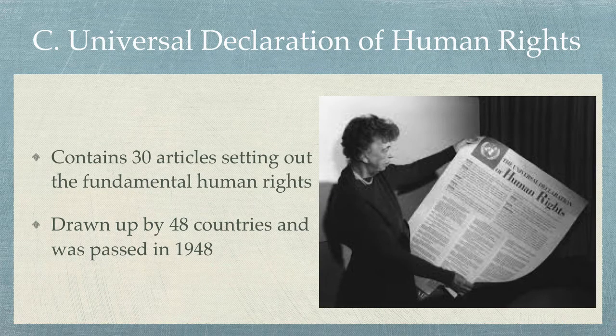Now, the Declaration of Human Rights contains 30 articles setting out the fundamental human rights that should be universally protected. It builds on what we've talked about before with the Rights of Man that was published in the French Revolution, and it was drawn up by 48 countries and was passed by the UN in 1948.